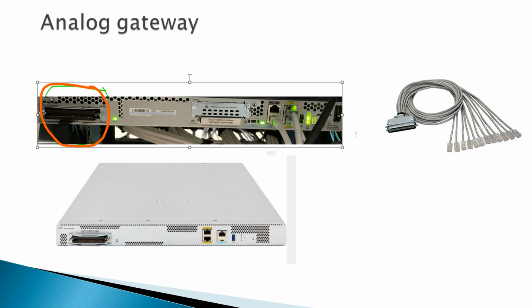So VG224 is the outdated one. These days we have newer VGs, right? And it depends upon your requirement, how many ports you need in your environment. Some might have 12, 8, 24, 48. So it depends upon how many ports you need, and accordingly you have to buy these voice gateways, that analog gateway, right?